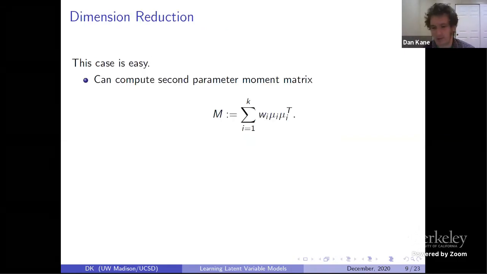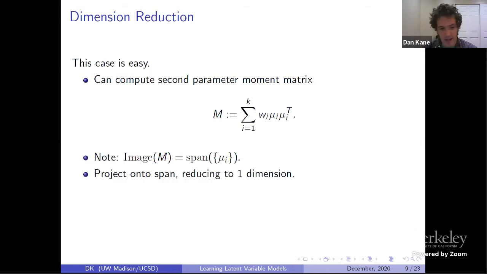However, this case that I wrote down is still easy. So let's think about this second parameter moment matrix, which we know how to compute, or approximately at least. This is M, which is the sum of w_i times μ_i μ_i transpose. And you'll note that the image of M is the same as the span of the μ_i's. Now, in the construction that we looked at, all of these μ_i's lie on a line. And so their span is one-dimensional or maybe two-dimensional.